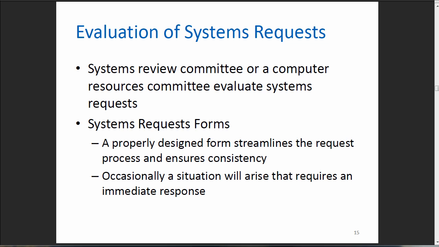So, system request forms. I'll give you some examples in class of some request forms that I've seen used and that I've used.